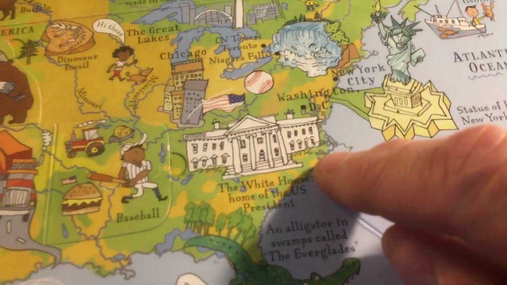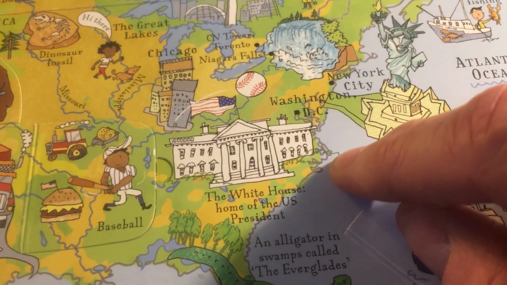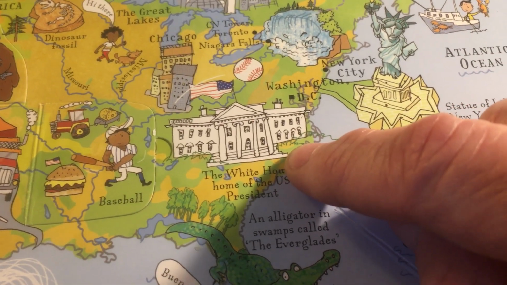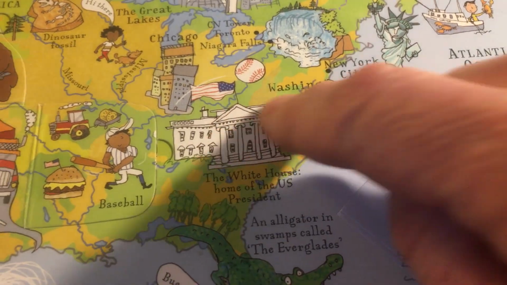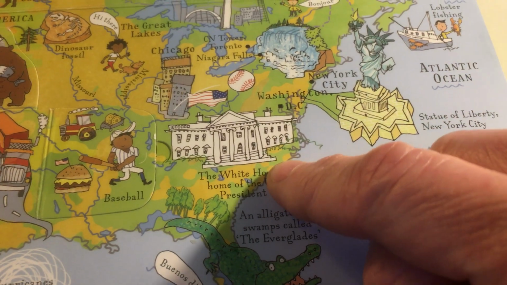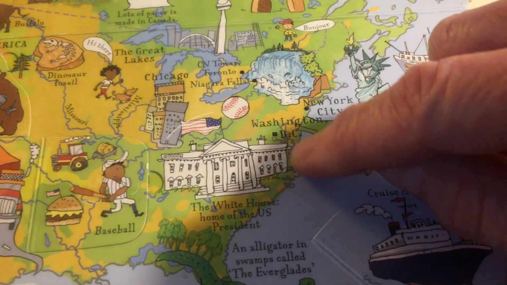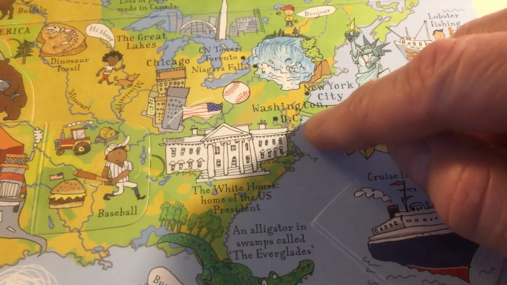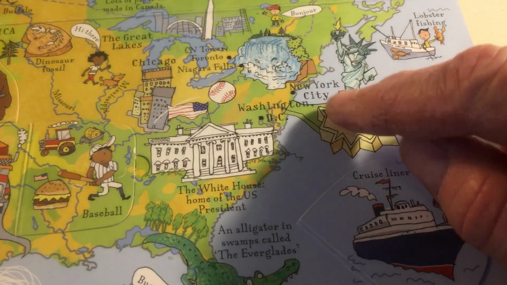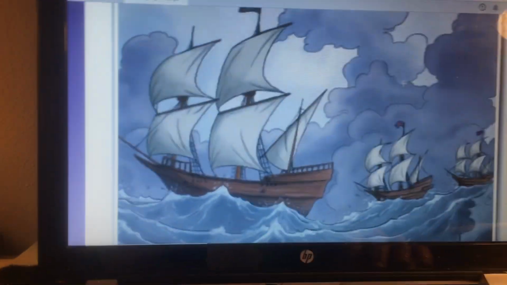Now, just to give you a reference point, Virginia is the state right above North Carolina. So this is North Carolina, and they have the picture of the White House on top of it because this is pretty close to Washington, D.C., where the White House is. But North Carolina is here, and then Virginia is right up here. So this is the area where these 3 ships wound up, just north of North Carolina, north of Roanoke.